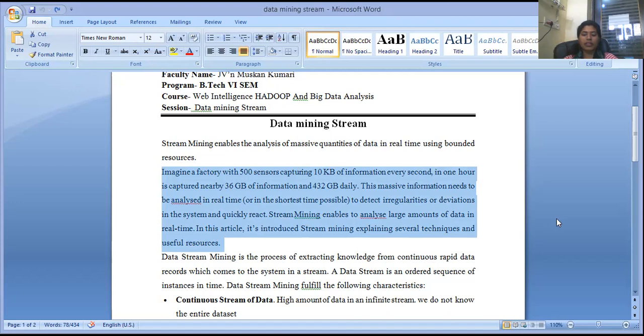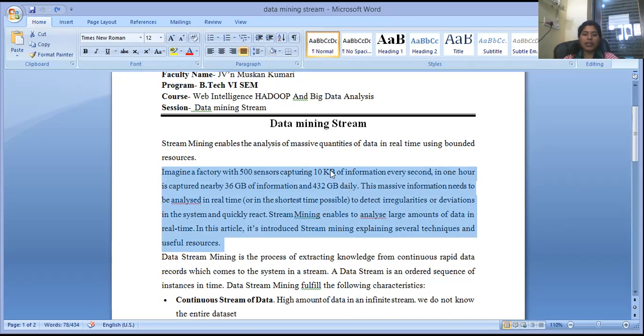Clear? Please be careful. Listen here. There is a factory where 500 sensors are used, and each sensor captures 10 kb per second. So in 1 hour, how much will it be? 36 GB, isn't it? 36 GB of information, and multiplying by 24 hours, that is per day, it means 432 GB.